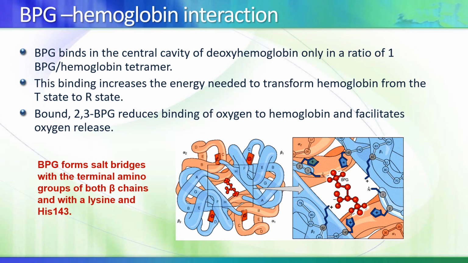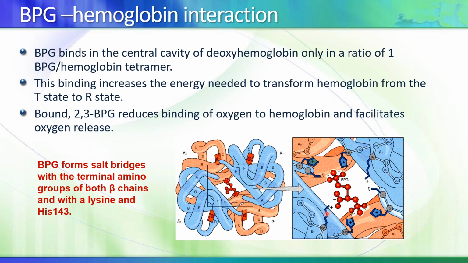Now 2,3-bisphosphoglycerate binds to hemoglobin at a ratio of 1:1, and specifically it binds inside the cavity of the hemoglobin molecule. That is exactly in the center of the hemoglobin molecule. Okay, and it binds mainly to hemoglobin in the T state, that is deoxyhemoglobin, and it forms a lot of electrostatic interactions with surrounding amino acid residues, including a lysine.